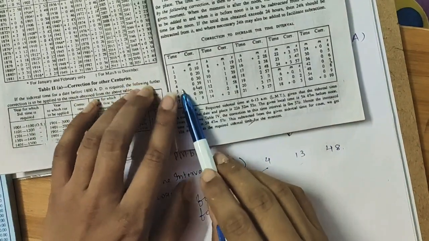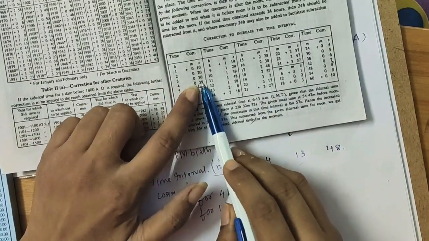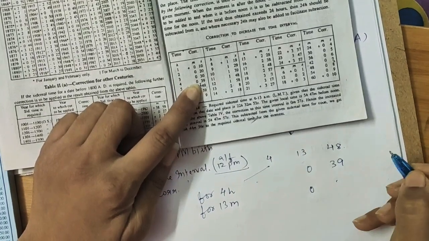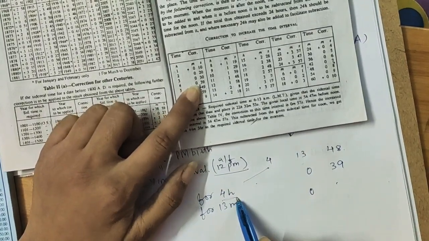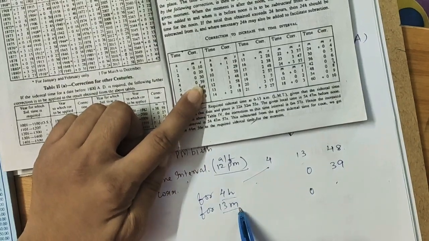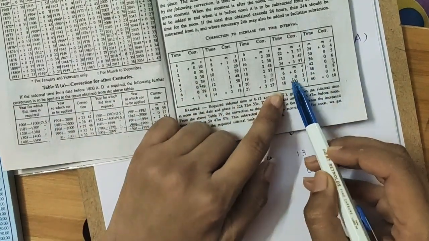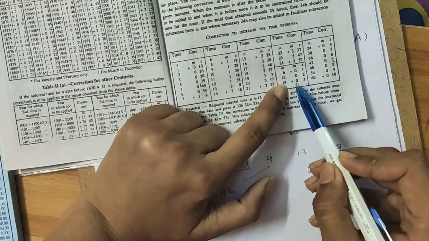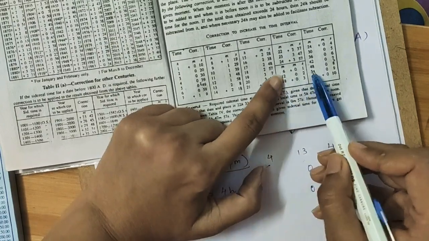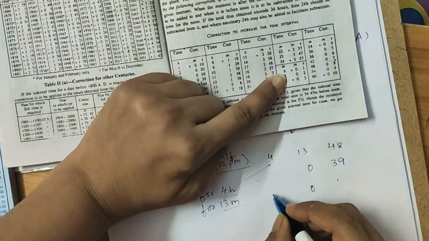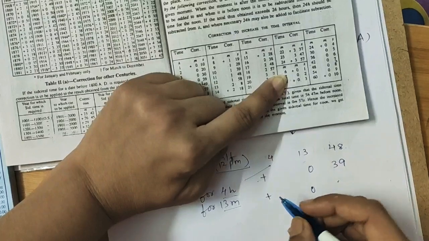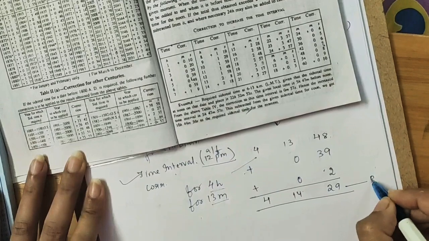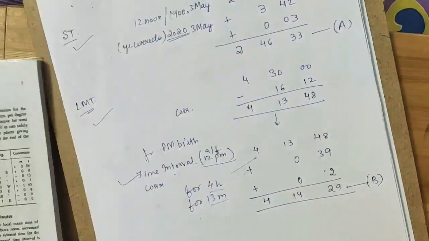So for 4 hours, as you could see, it is plus 0 minutes 39 seconds for the 4 hour correction. Now time correction for 13 minutes comes under the minutes column, right? Exactly 13 is not given, but 12 and 18 minutes are given. We can consider 12 minutes, which is, sorry, this is the plus sign, I skipped it. This is plus 0 minute 2 seconds. Add this up in seconds. Now this is the value B. Okay, so this is our value B.